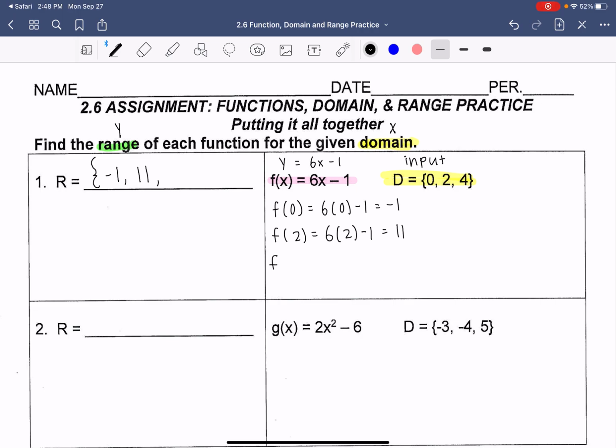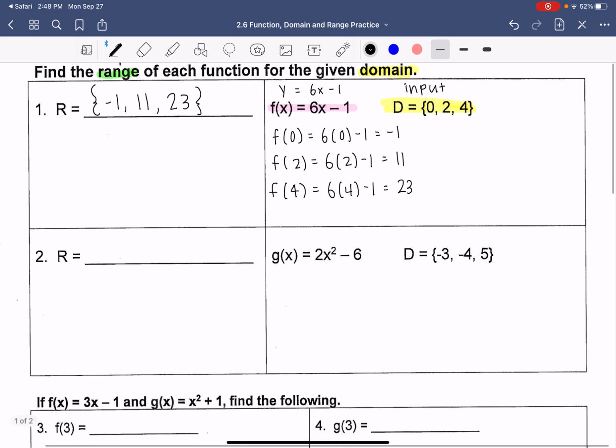And then f of 4, so 6 times 4 minus 1. 6 times 4 is 24, minus 1 is 23. There is the third number of our range, and we just have to double check there's no repeats, and they're in number order, which they are, so negative 1, 11, and then 23. Okay, so when you see this, you're just inputting those domain values into the function that it gives you.